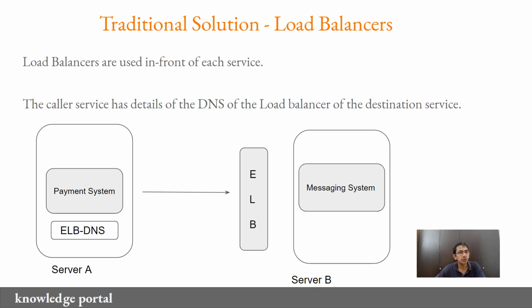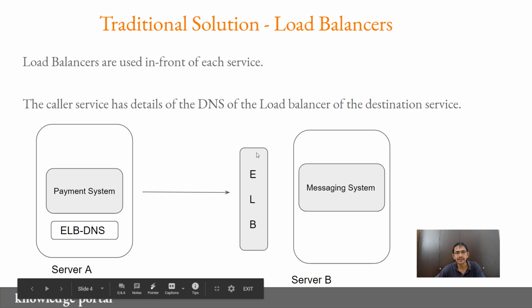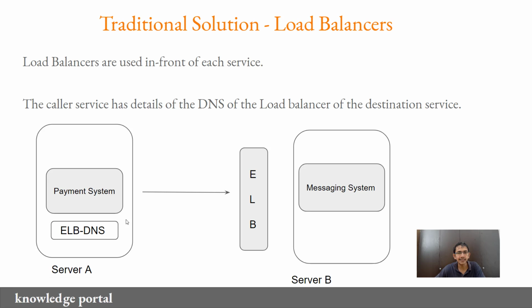So in order to overcome this, one of the traditional solutions which is being used is a load balancer. So what you do is, in front of a messaging system or any other system, you add a load balancer, and within the payment system, you add the DNS of this ELB. So you hardcode the DNS of this specific load balancer inside the payment system, and whenever the payment system wants to communicate with the messaging system, all it does is refer to the ELB DNS and forward the query there.